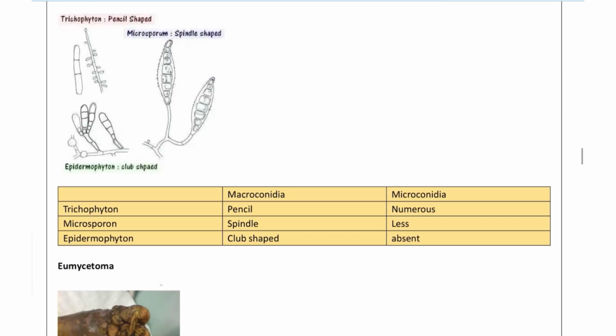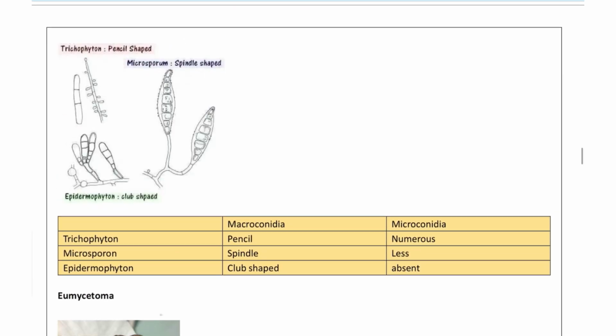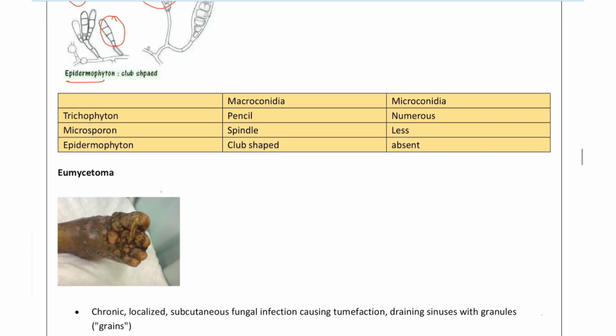Okay. Next, we have to know about their shape. This is also commonly asked. Trichophyton is pencil-shaped, Microsporum is spindle-shaped, and Epidermophyton is club-shaped. These are the shapes also asked in the examination.